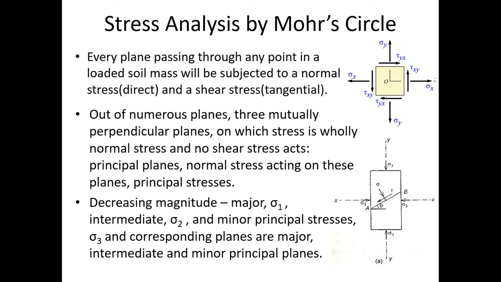So imagine any plane within that soil element inclined at an angle theta to the major principal plane. The major principal plane is xx, right? So this is inclined at an angle theta, and I have a plane AB. Let us imagine that on the plane AB there is a system of stresses. On that plane, the normal stress acting is sigma, and along that surface a shear stress is developed, which is represented by tau.